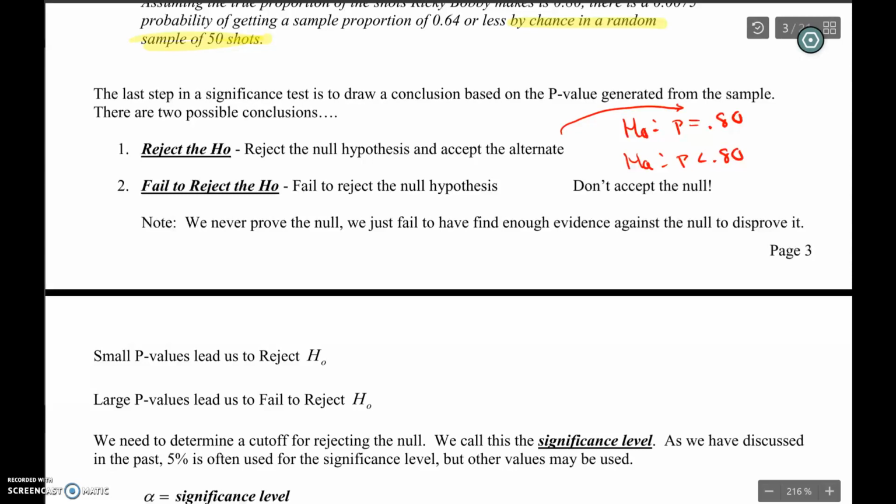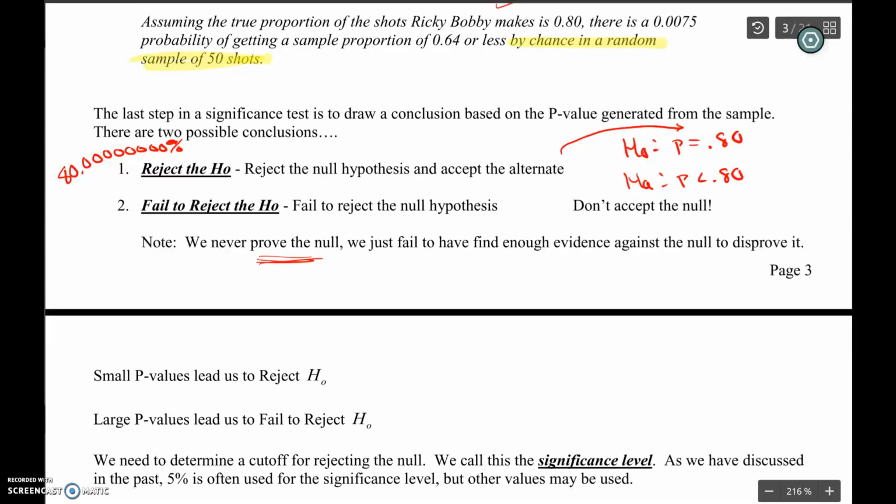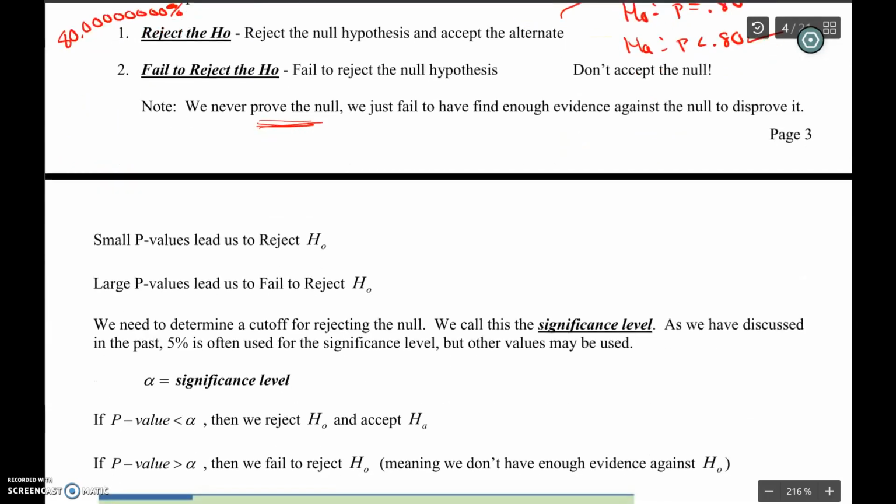We never prove the null. In fact, what's the probability that he really does make 80.0000000% of his shots? Pretty much zero. He probably doesn't make exactly 80% of his shots. He probably makes something maybe close, but we never prove the null is true. We just fail to find enough evidence against it. We just don't have enough to prove what we want.